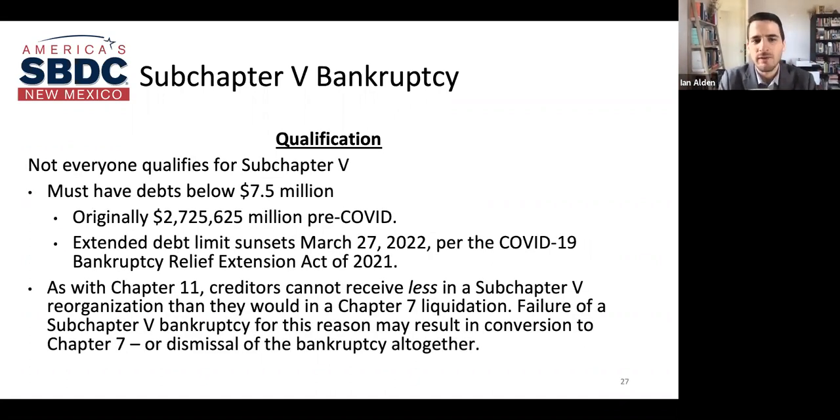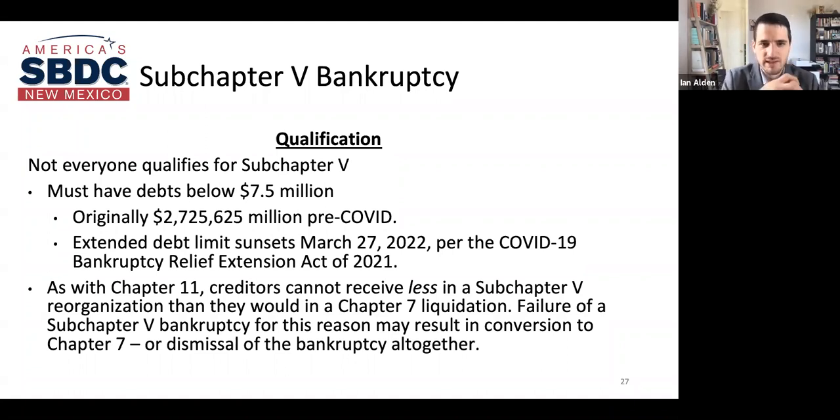Now, not everyone qualifies for Subchapter 5. With COVID, you need to have debts below $7.5 million. That was originally $2.7 million in the 2019 Act, but in the COVID stimulus bills, sensing a pressing need for Subchapter V, they extended the debt limit to $7.5 million.